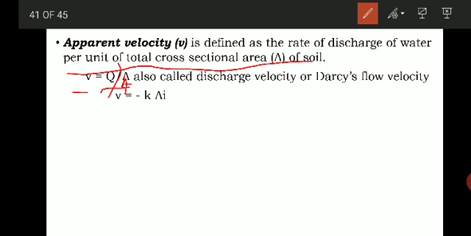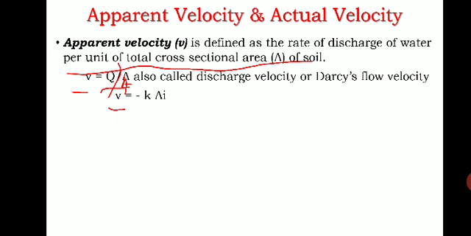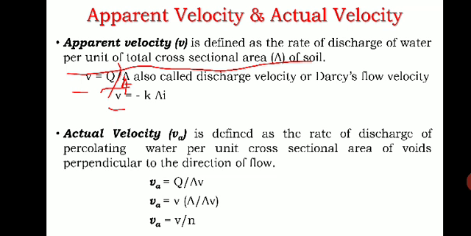This is also called the discharge velocity, or Darcy's flow velocity. From Darcy's law you can replace Q by minus KAi, so that V is equal to minus Ki. That velocity is called the apparent velocity.